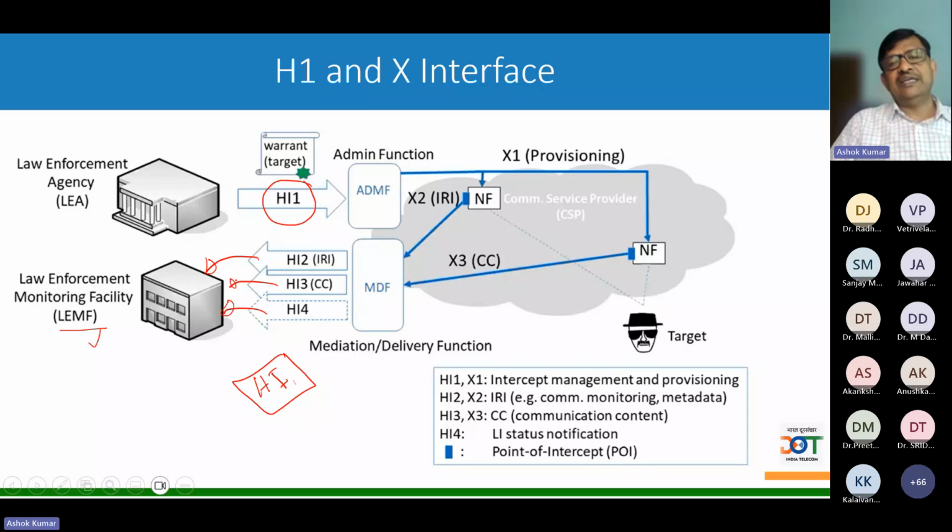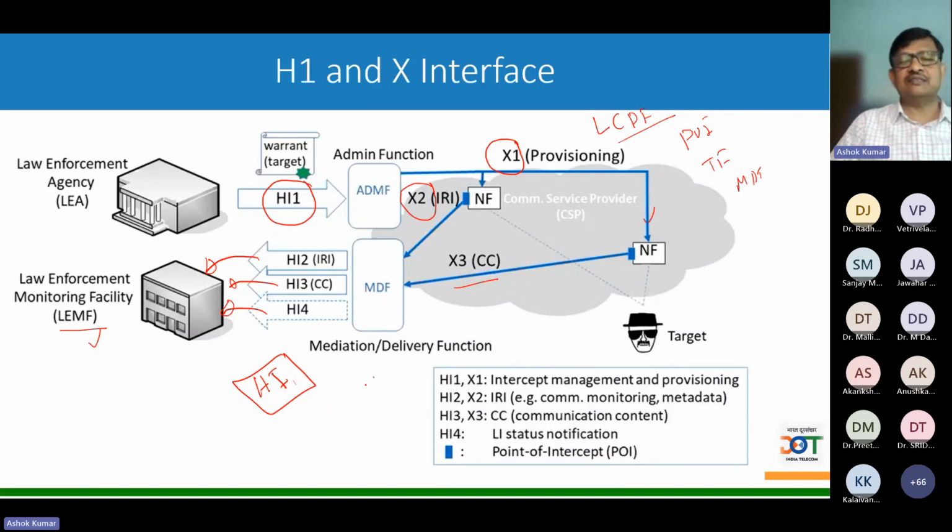Onto the network side, there are three interfaces. We call them X1, X2, and X3. So let's look at X1. X1 is the provisioning one. That means from the LIPF provisioning function to all the POI and triggering functions and MDF function. These are X1 interfaces. So X1 is going to MDF and also to the network functions, or we call them POI. X2 is when those POI are delivering the call content or IRI. So X2 is IRI and X3 is CC. So we have X interfaces.